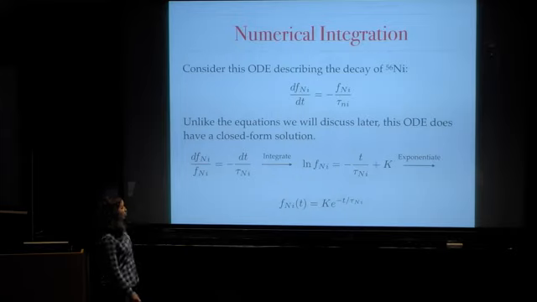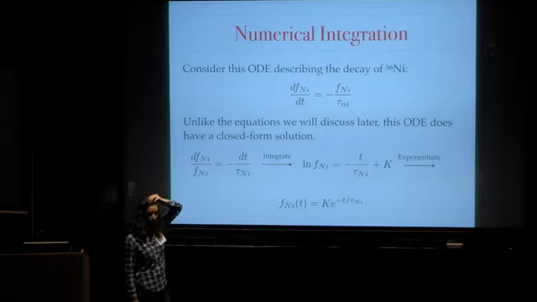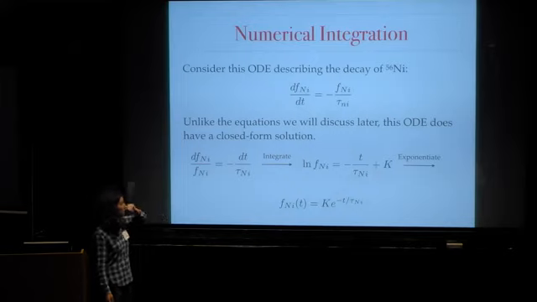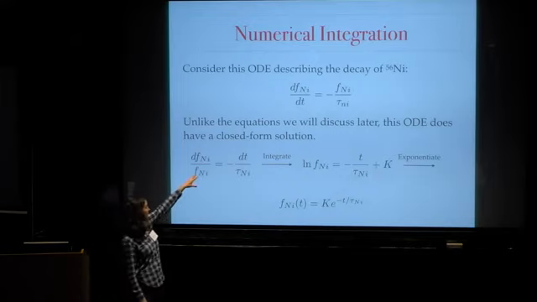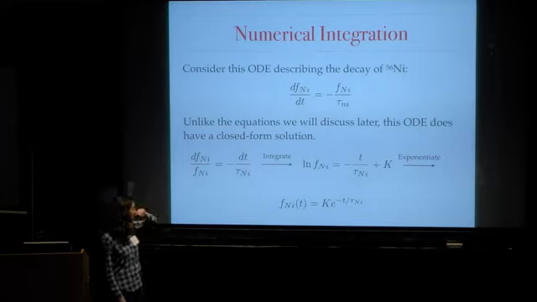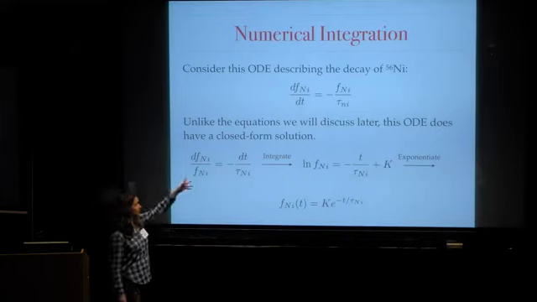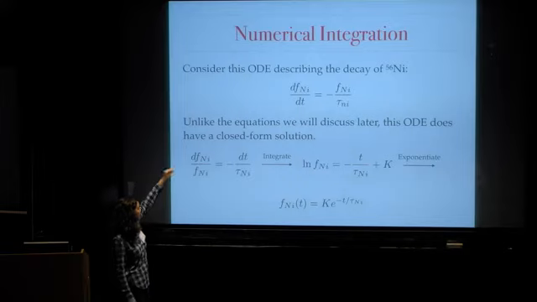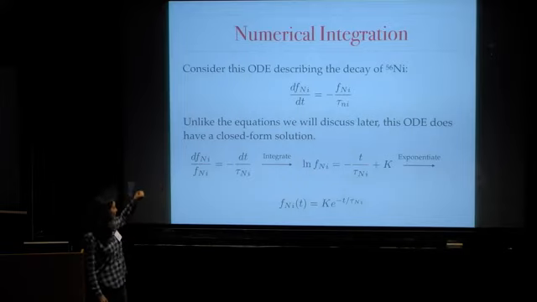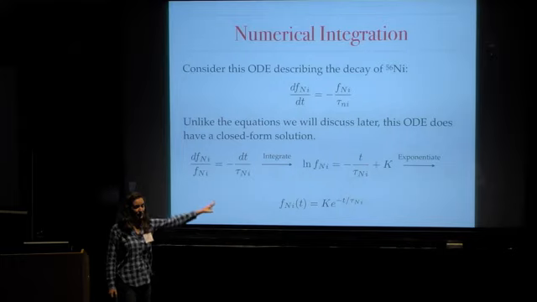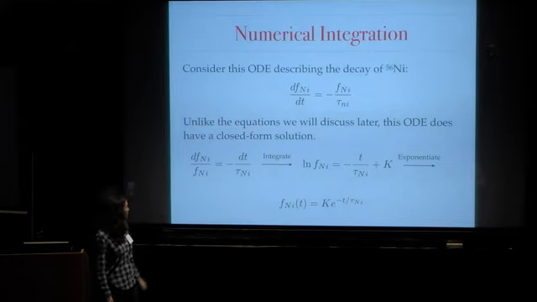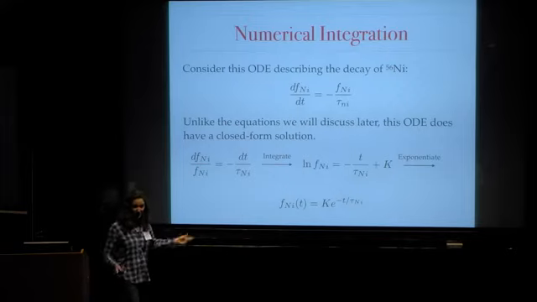So let's consider, for example, the decay of nickel-56, right? Nickel-56 is a radioactive element. It has some half-life that is here parameterized as tau. And so we can write down this equation. This is an ODE that describes the decay of nickel-56 with time, where we have some fraction of nickel-56, that's F. And we know how that is decreasing as a function of time. Unlike the equations we're going to talk about later, we can come up with an analytic closed form solution for this. So this is something you've all, I'm sure, seen before.